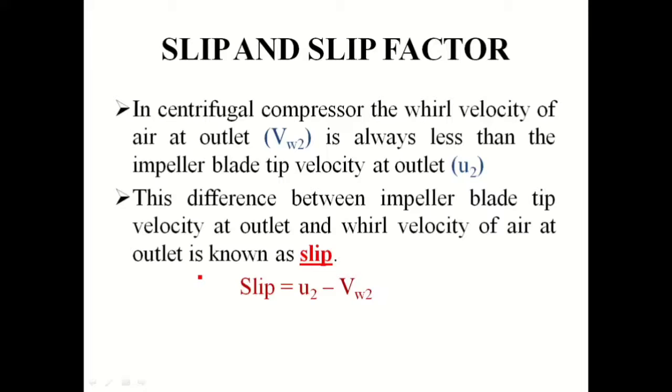In a centrifugal compressor, the whirl velocity of air at outlet is always less than the impeller blade tip velocity, which is U2. So the difference, U2 minus VW2, is called slip. The difference between the impeller tip velocity and the whirl velocity, U2 minus VW2, gives the slip.